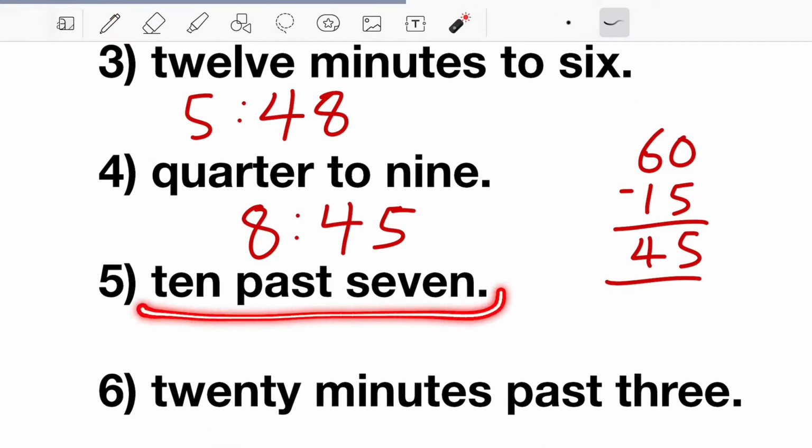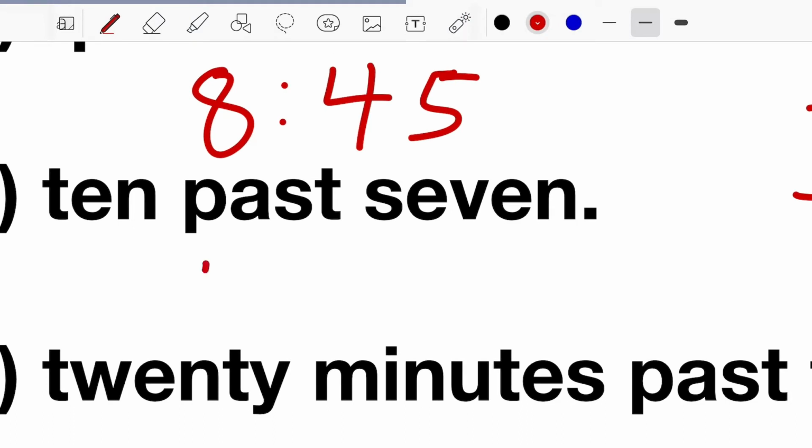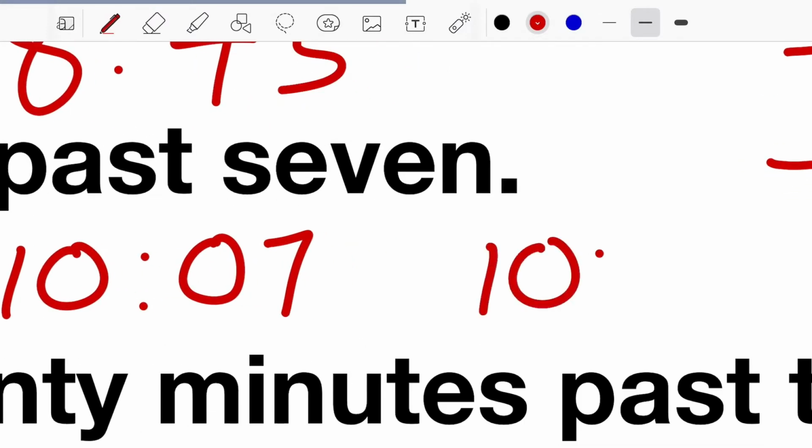7 minutes past 10 simply means it's 7 minutes after 10 o'clock. So that will give us 10. Do we put 7 here? No. We put 0, 7. So it's not 70 minutes, so we can't put 10, 7. If we put 10, 7, that's wrong. That would be more like 70 minutes past 10, which is not a time. The most we can have is 10:59.